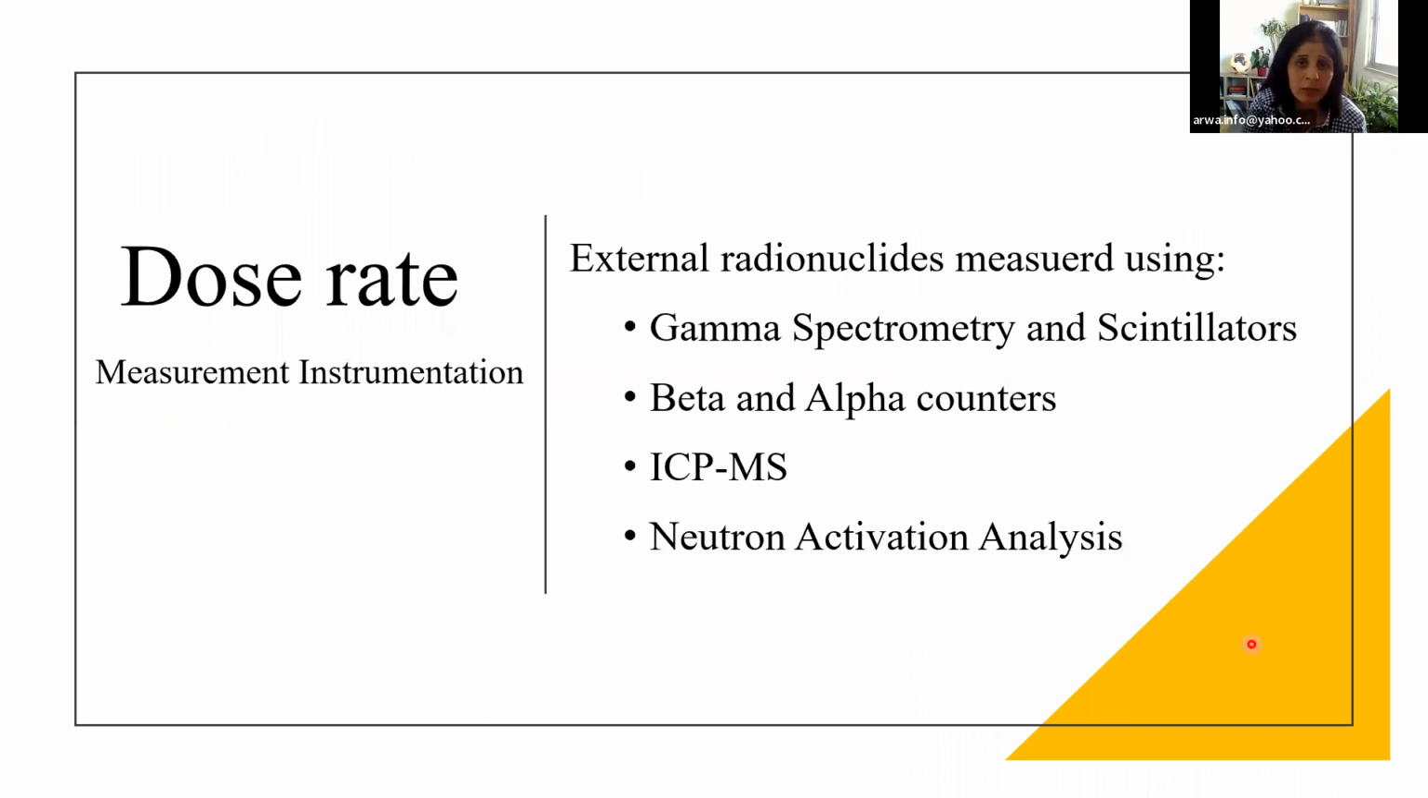The radionuclide concentrations can be measured using different counting and spectrometry systems in the labs, such as gamma scintillators, beta and alpha counters, ICP-MS, and neutron activation analysis. And then concentrations are converted into the unit of gray per kiloyear.